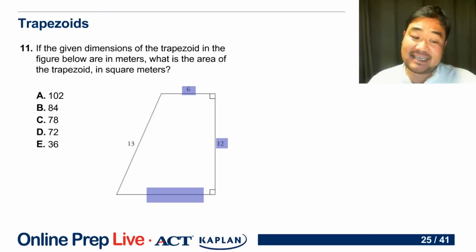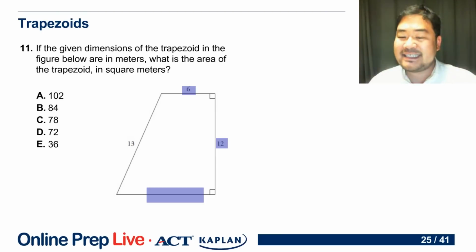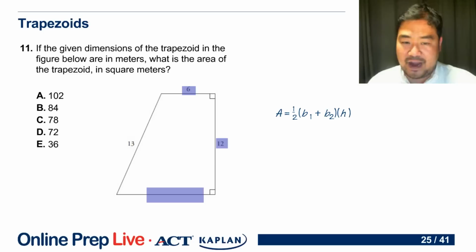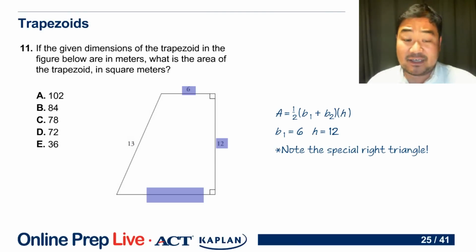But that 13 is actually going to be really helpful because a lot of people see the trapezoid, but you might see another type of figure here. Remember our formula for area of a trapezoid: 1/2 times the sum of the bases times the height. But you also notice here we have our base, we have our height. The height is equal to 12, the base equals 6. But if you see the special right triangle, the 13 here is a big clue to remember.